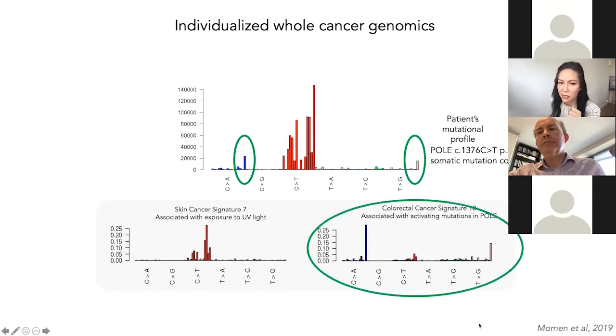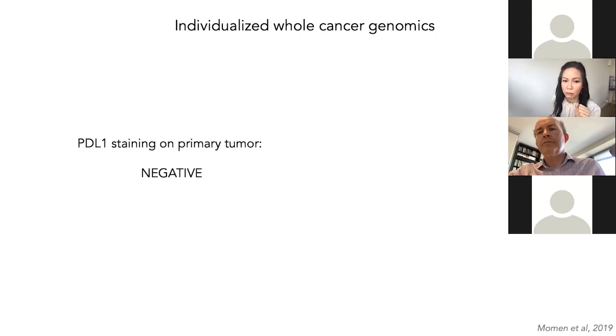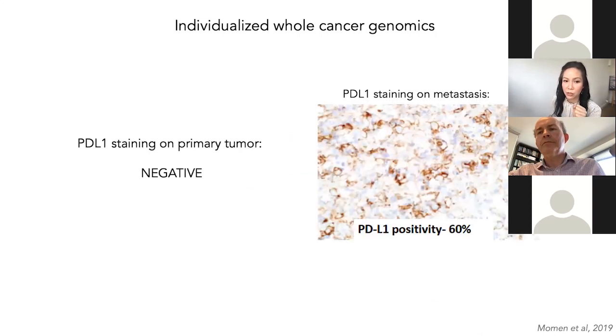And in fact, he did have a driver, but it was in a minor subclone, so it required manual curation in order to find it. It was missed by all the algorithms. So that was important because Pol E mutated cancers tend to be sensitive to checkpoint inhibitors, and immunohistochemistry in the mets, but not in the primary, showed that he might be sensitive to PD-L1 checkpoint blockade.